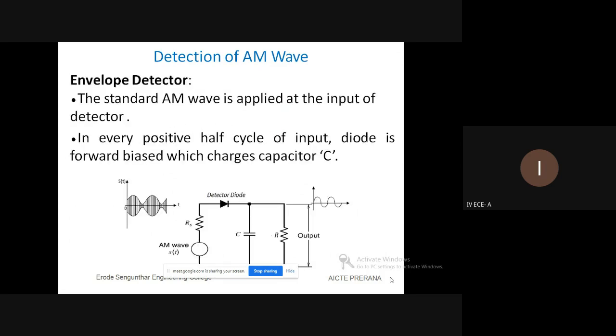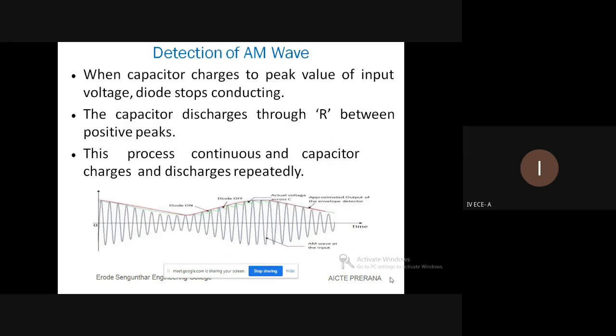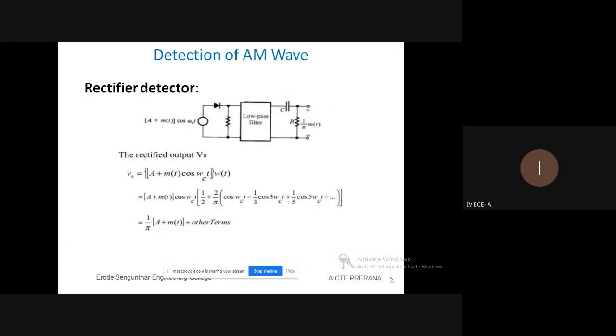Another type of detector is the envelope detector. The standard AM wave is applied to the input of the detector. In every positive half cycle of the input, the diode is forward biased, which charges the capacitor C. When the capacitor charges to the peak value of the input voltage, the diode stops conducting. The capacitor discharges through R between the positive peaks. This process continues, and the capacitor charges and discharges repeatedly. In this way, the information signal is recovered.